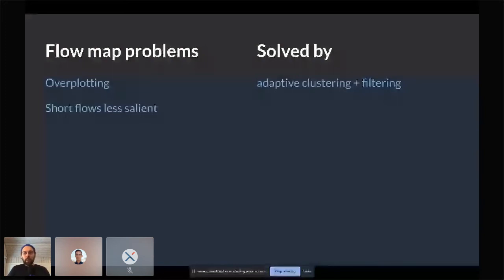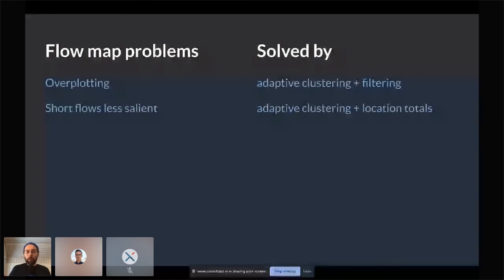So the overplotting, thanks to the adaptive clustering and filtering, is not that much of a problem, because by clustering and filtering, we reduce the number of arrows to draw to only the important ones, and there is much less overlap and overplotting. And the short flows being not visible or being less salient is also solved by the clustering and showing location totals. Because if two locations are close to each other, they get clustered together, right? So therefore, there are no flows which are too short in the view, unless we zoom in.